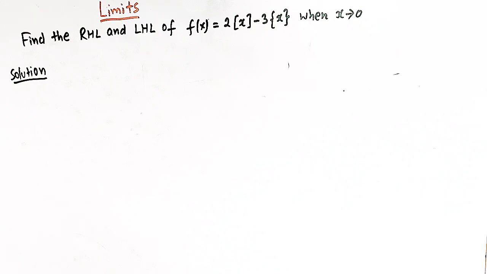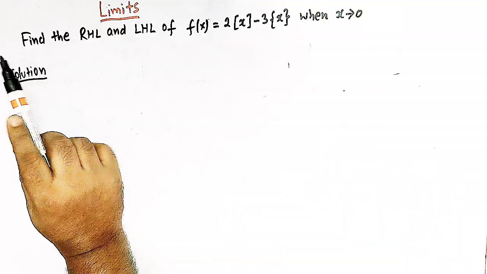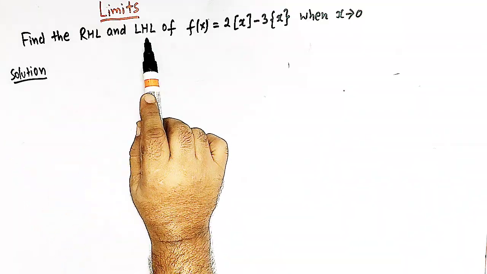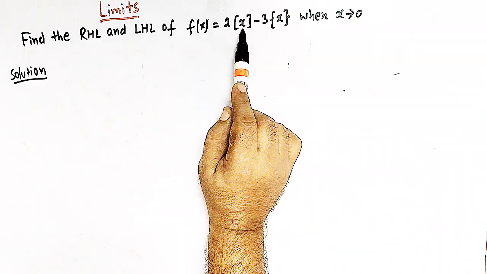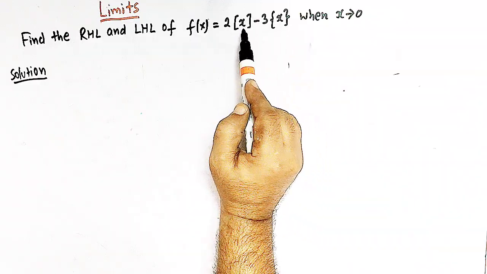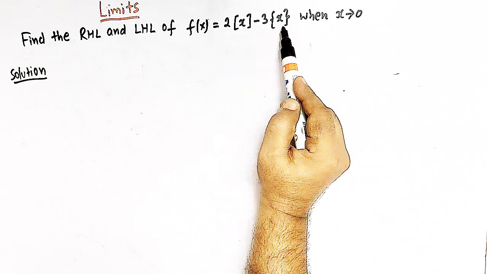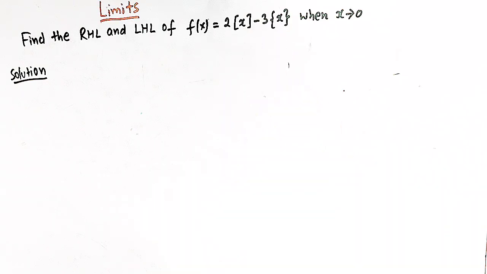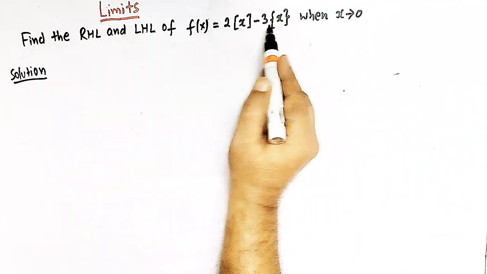Hello, viewers. In today's session, we are going to discuss another important and conceptual problem from limits. Here we have to find the right hand limit and the left hand limit of this function, which is a combination of the greatest integer function and the fractional part function. The square brackets denote the greatest integer function, and the curly brackets represent the fractional part function.